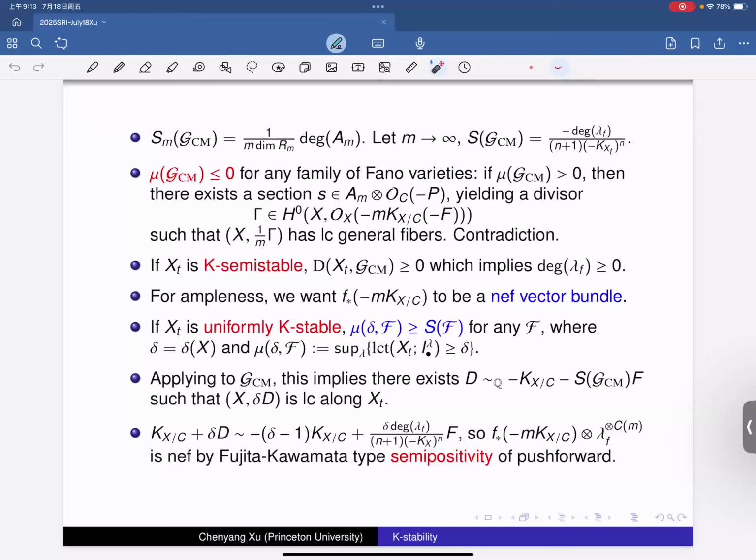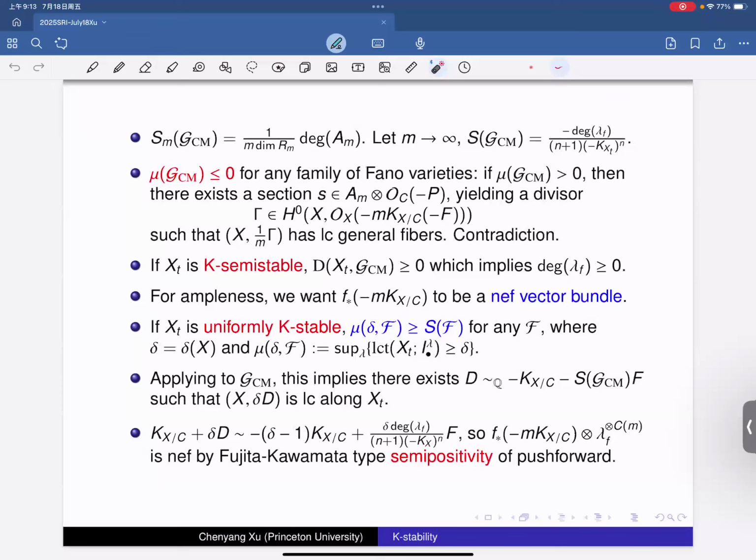That's kind of a standard positivity from high dimension geometry, and another one is the semi-stability. So if we want to prove ampleness, we want to, again, mimic the Kollár package. So then we want to show this guy, not just the determinant is positive, it's actually a nef vector bundle. That's, of course, a stronger assumption. So how do we do it?